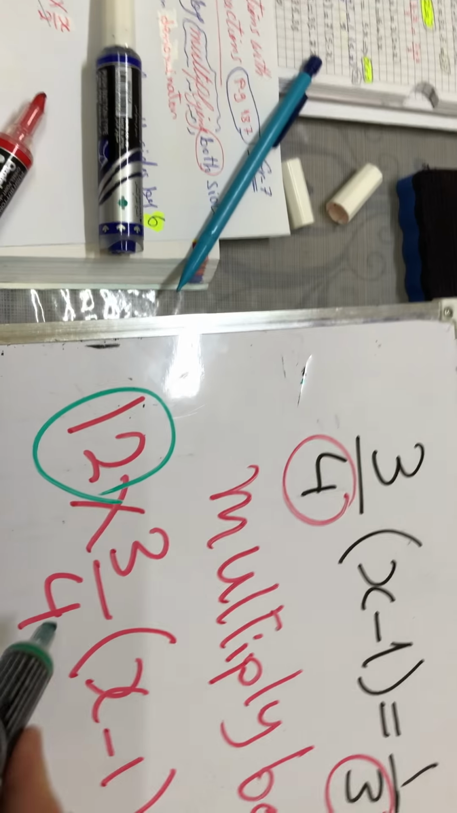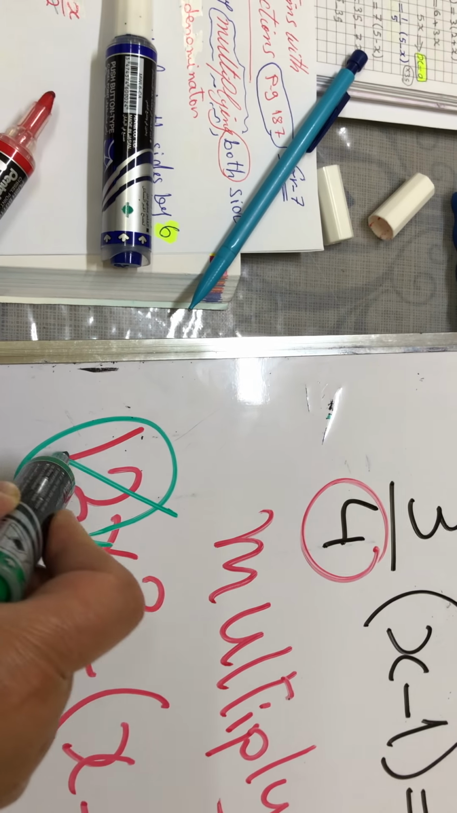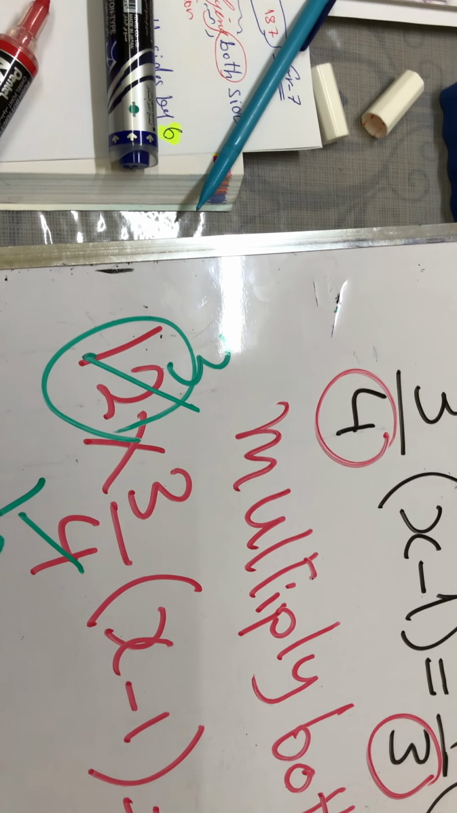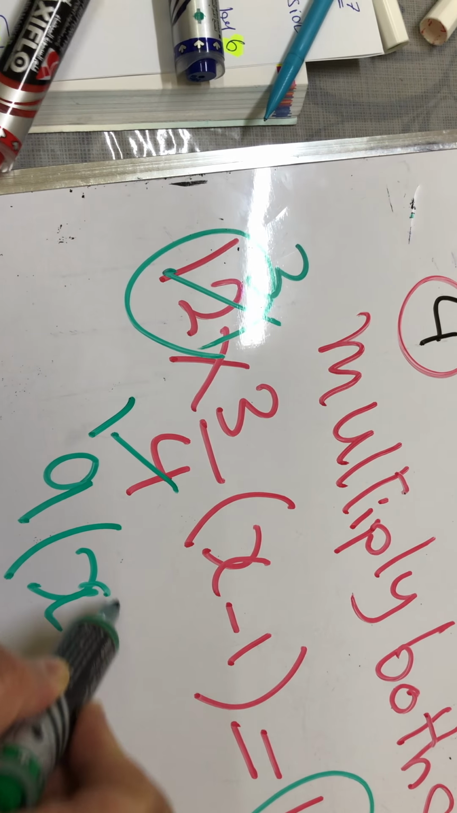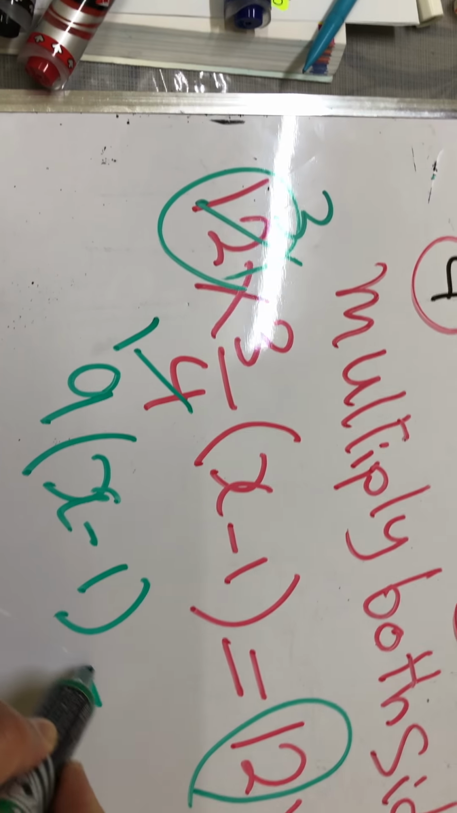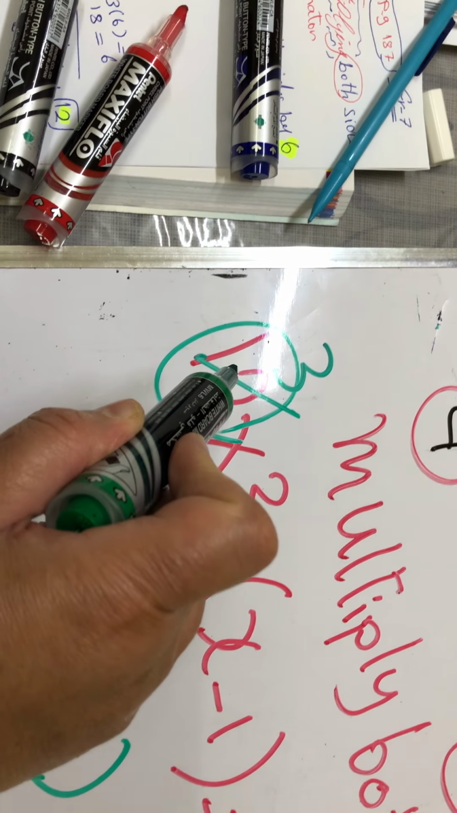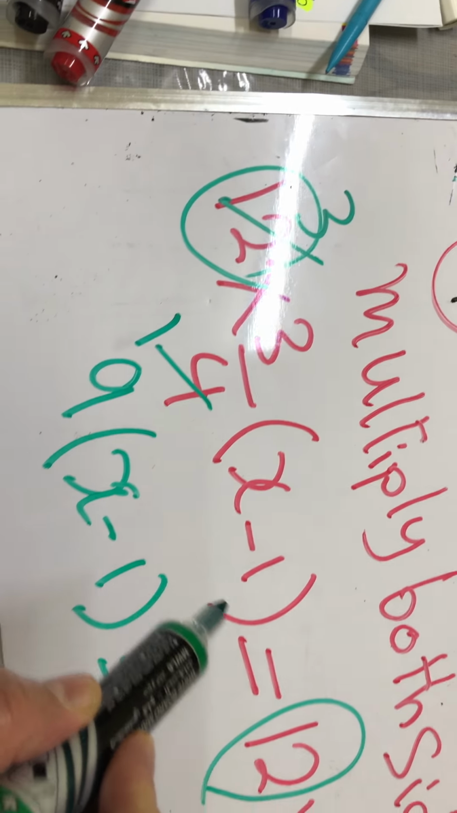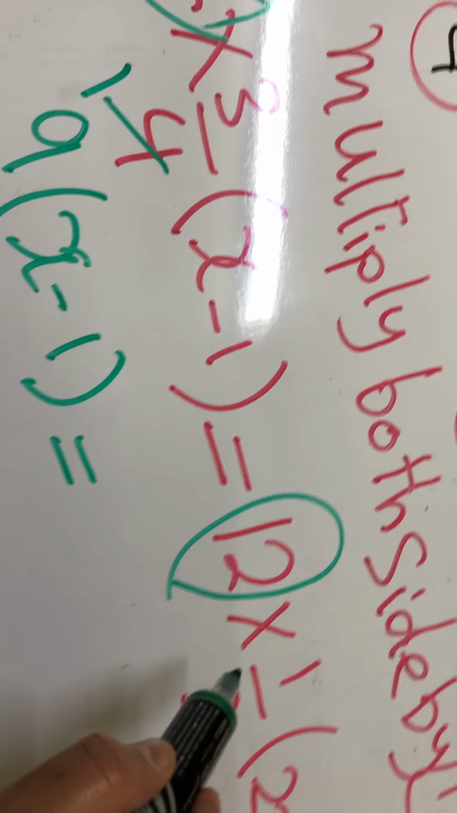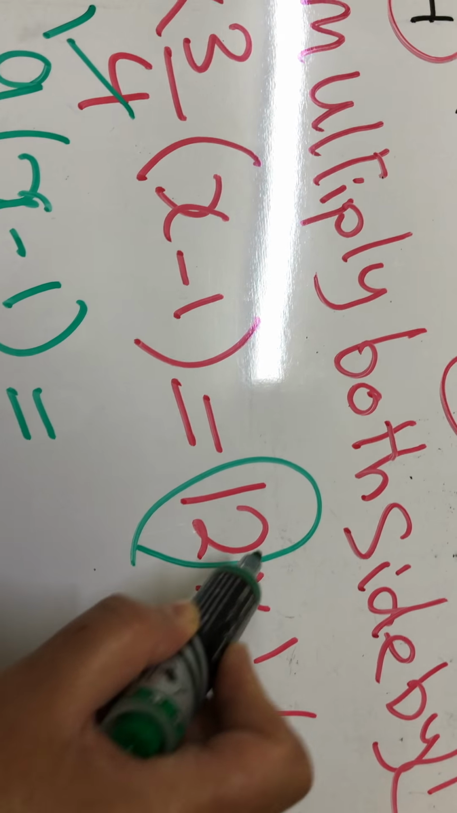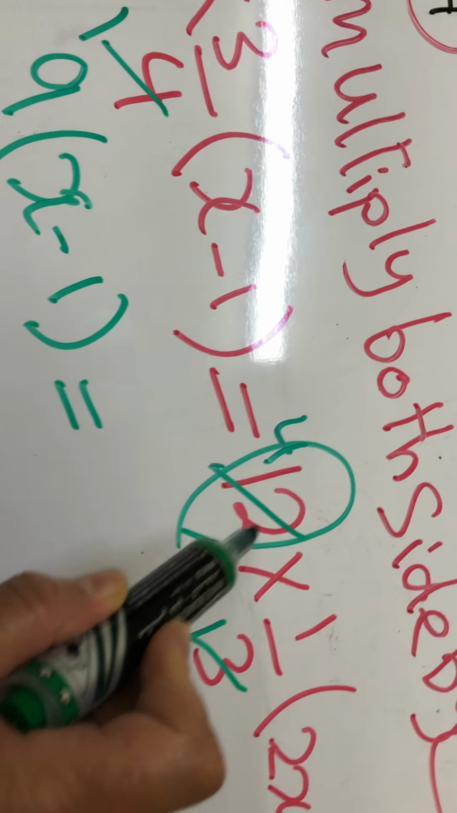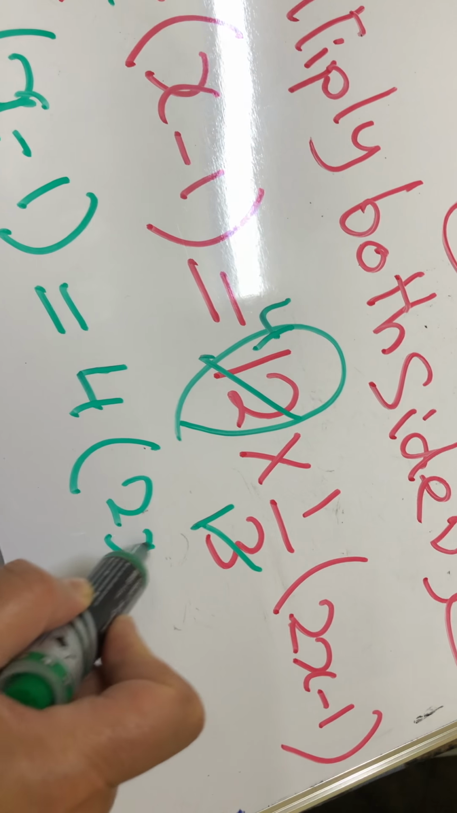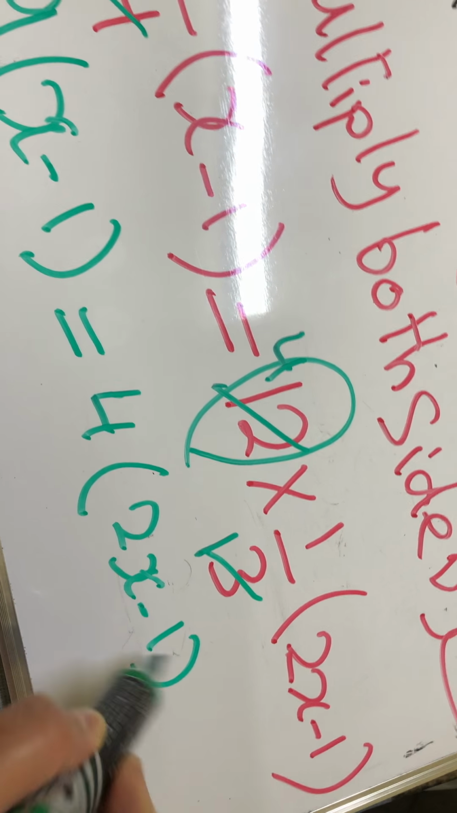Let's simplify. Divided by 4 equal 1, divided by 4 equal 3. So 3 times 3 equal 9. And open brackets, x minus 1. Again, divided by 4 equal 1, divided by 4 equal 3. So 3 times 3 equal 9, open brackets, x minus 1. And here, divided by 3 equal 1, divided by 3 equal 4. So 4 multiply 1 equal 4, and open brackets, 2x minus 1.